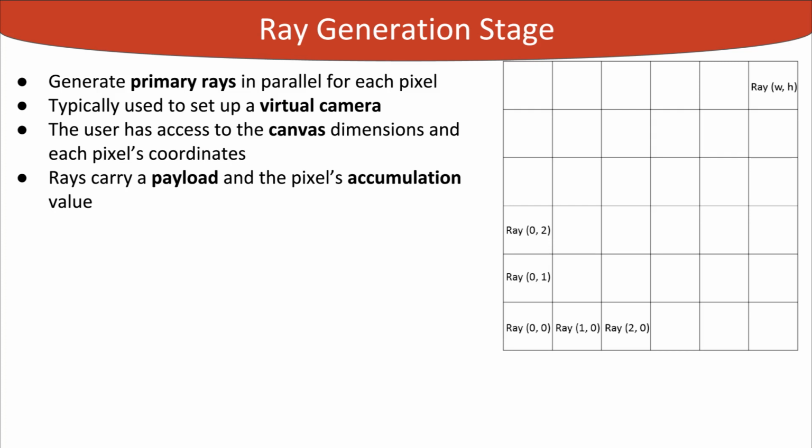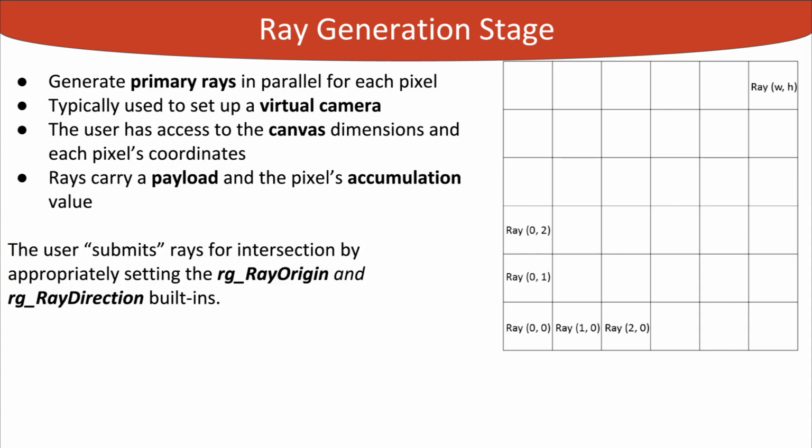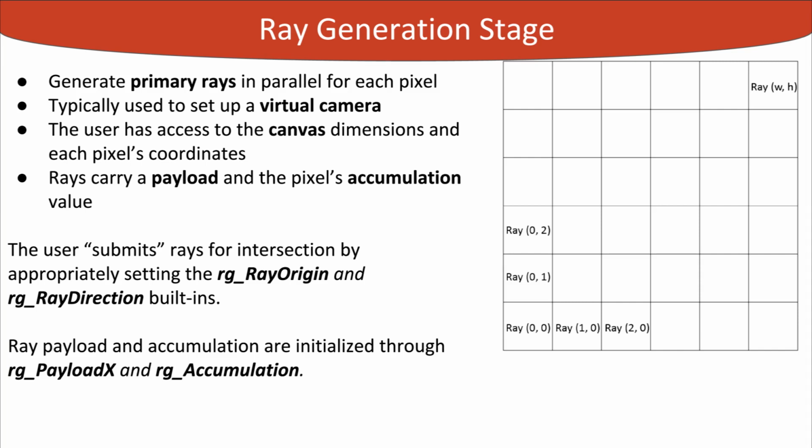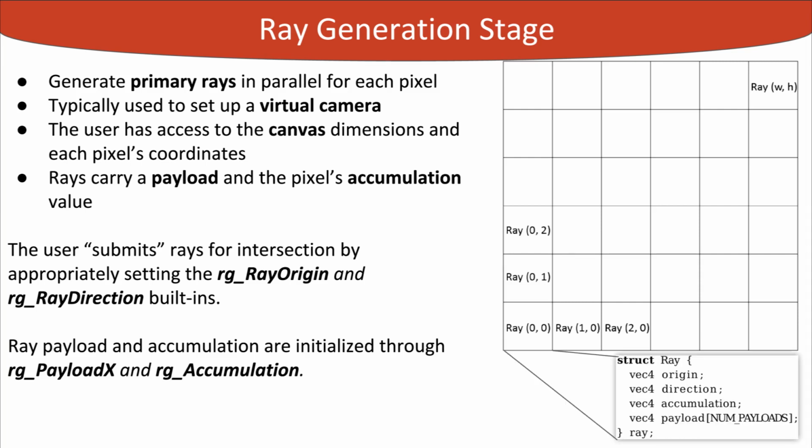During ray generation, the user submits a code snippet that executes in parallel for each pixel. Given the pixel's coordinates and canvas dimensions, one can generate rays from a virtual camera. For flexibility, each ray carries a user-assignable payload and accumulation value. A ray is submitted in code by setting the built-in variables RG_RayOrigin and RG_RayDirection. Ray payload and accumulation are initialized through RGPayloadX and RGAccumulation. It is easy to think of each ray as carrying a struct of the form showcased in the lower right corner of the slide.